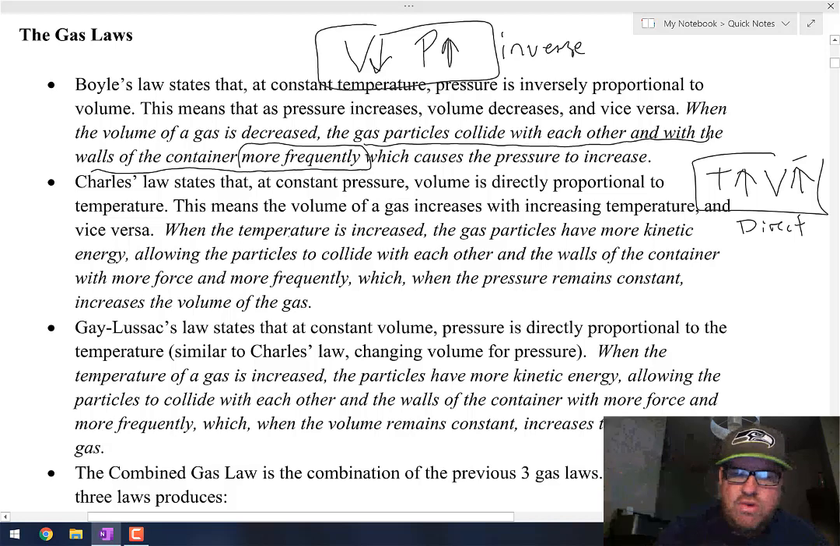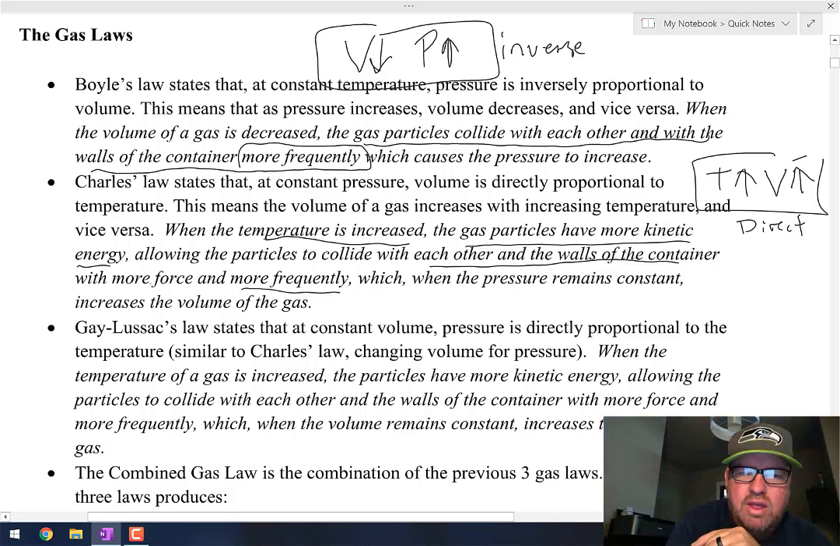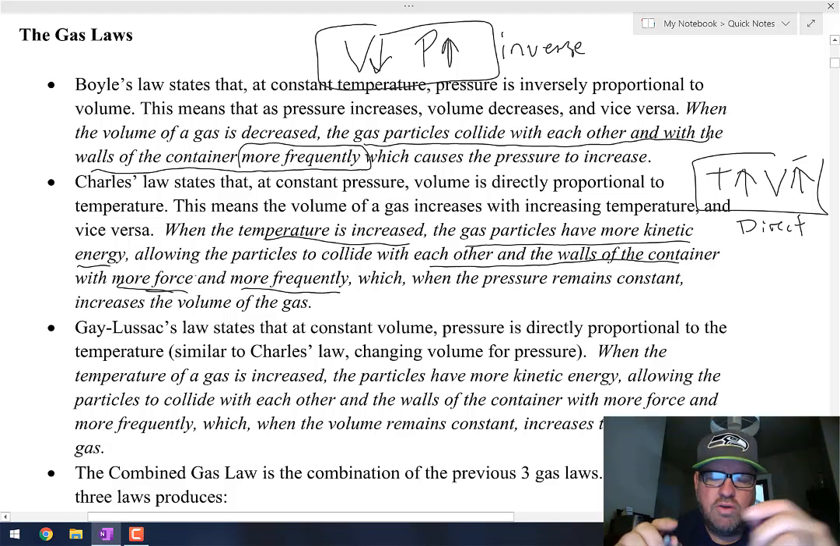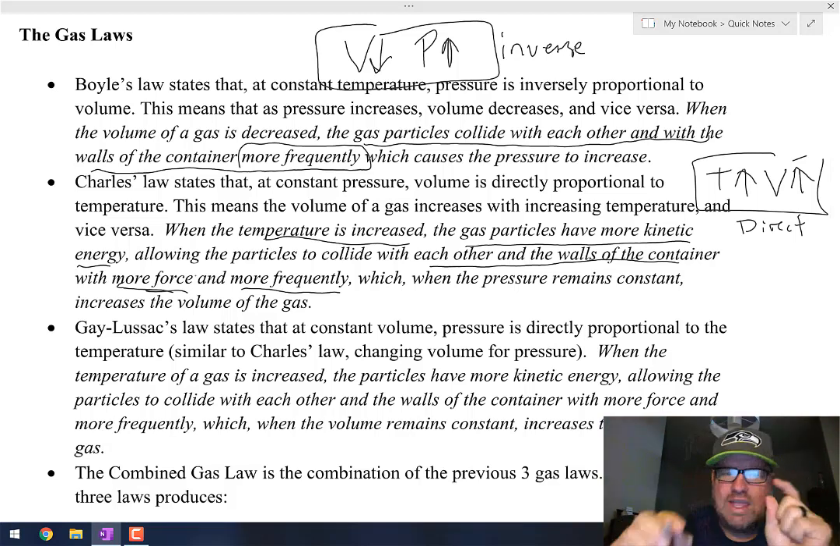So why does that happen? Because when you increase the temperature, we talked about this with the kinetic molecular theory. What's the one thing that temperature affects? It affects the kinetic energy. So when the temperature goes up, the gas particles have more kinetic energy, and that means that they collide again like the first one. They collide with each other and the walls of the container. Now there's two things though, not just more frequently, but with more force as well.